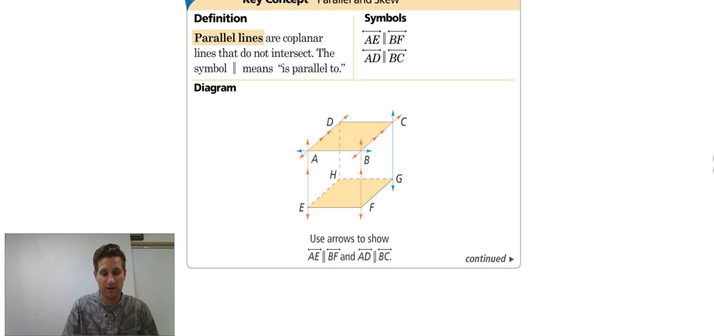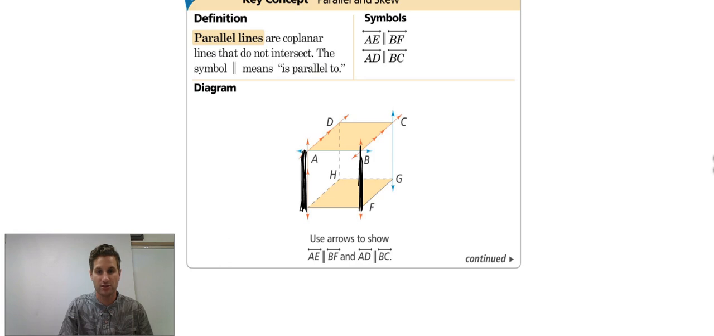Okay, parallel lines. Most of you guys know what parallel lines are. They're coplanar, I mean they're on the same plane, and they never intersect. The symbol means is parallel to. So AE, where's AE? Right here, it's parallel to BF. They're on the same plane and they will never meet.